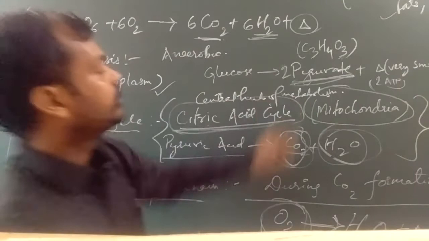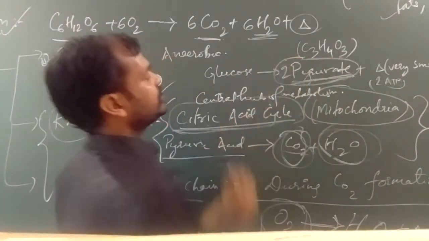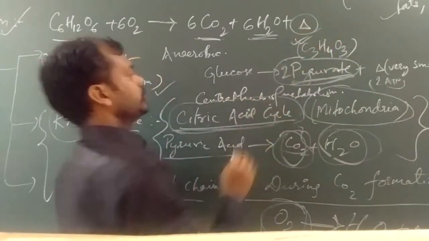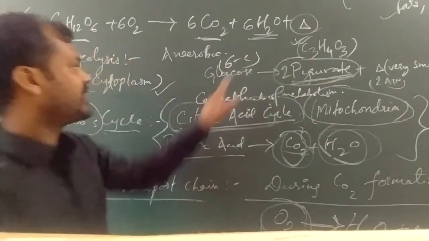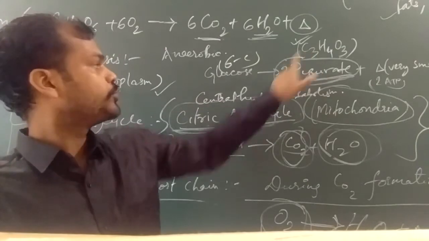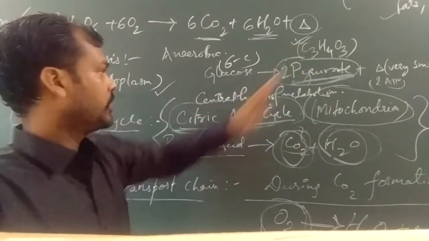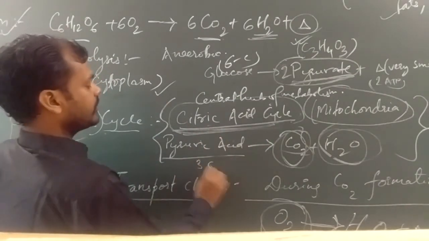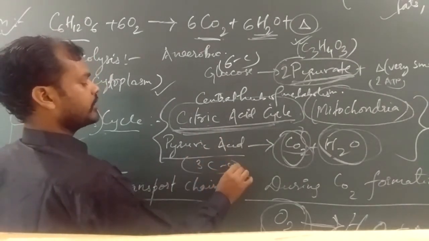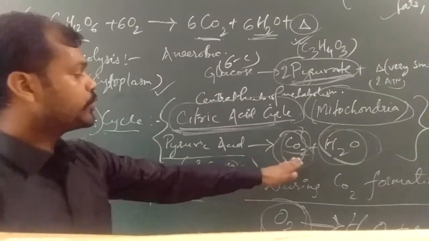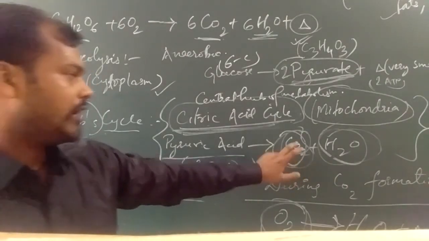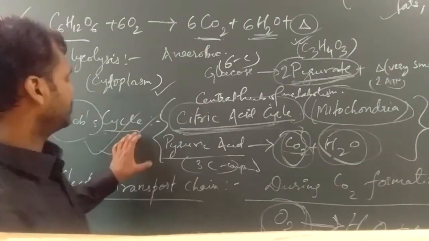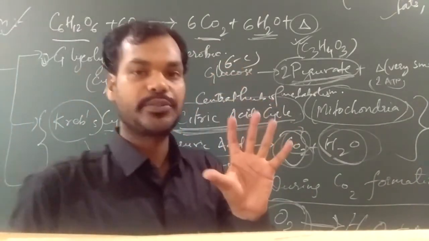Here you can see this pyruvate is C3H4O3, a 3 carbon compound. Glucose, which is a 6 carbon compound, is broken down into 2 molecules of the 3 carbon compound. Now in this cycle, the 3 carbon compound is reduced into a single carbon compound along with the release of energy. This Krebs cycle is the main important cycle in the respiration process.